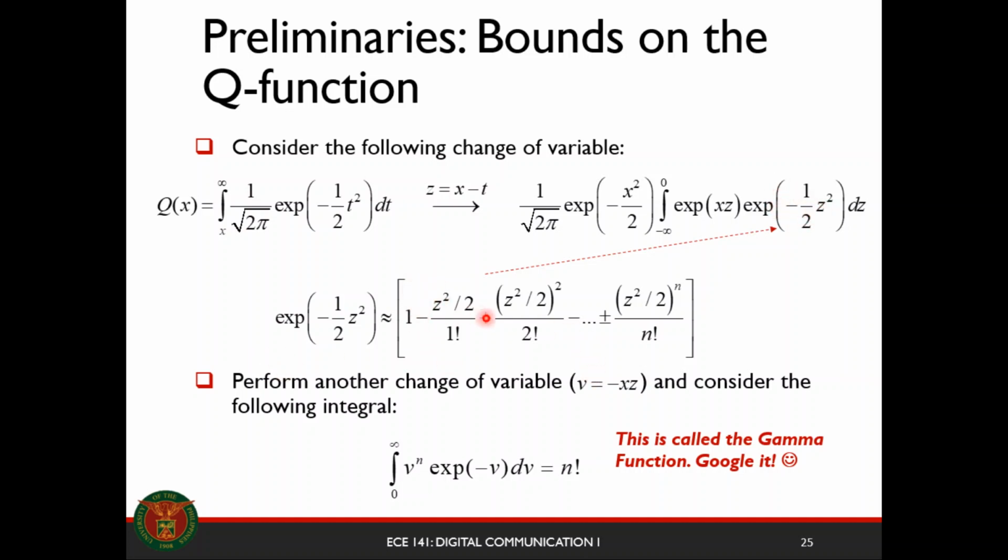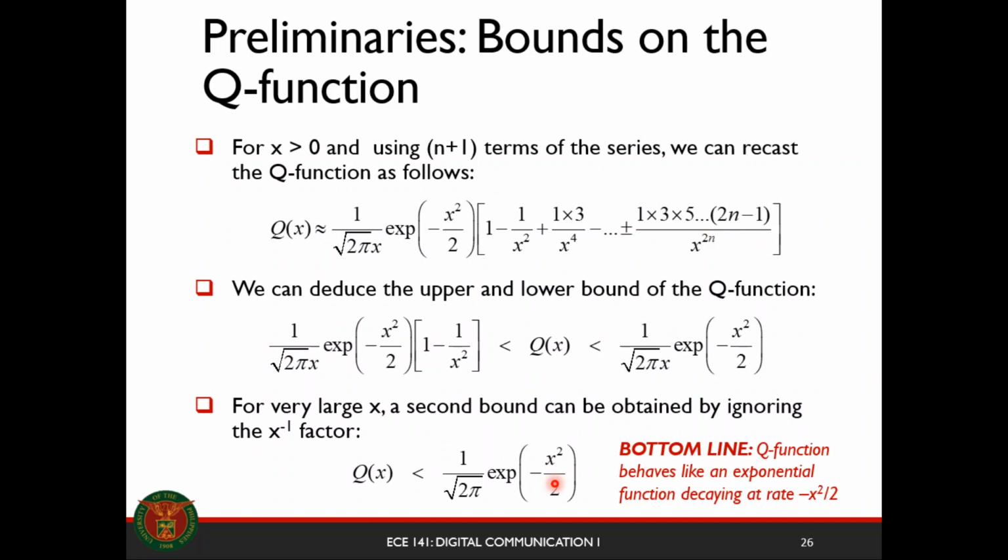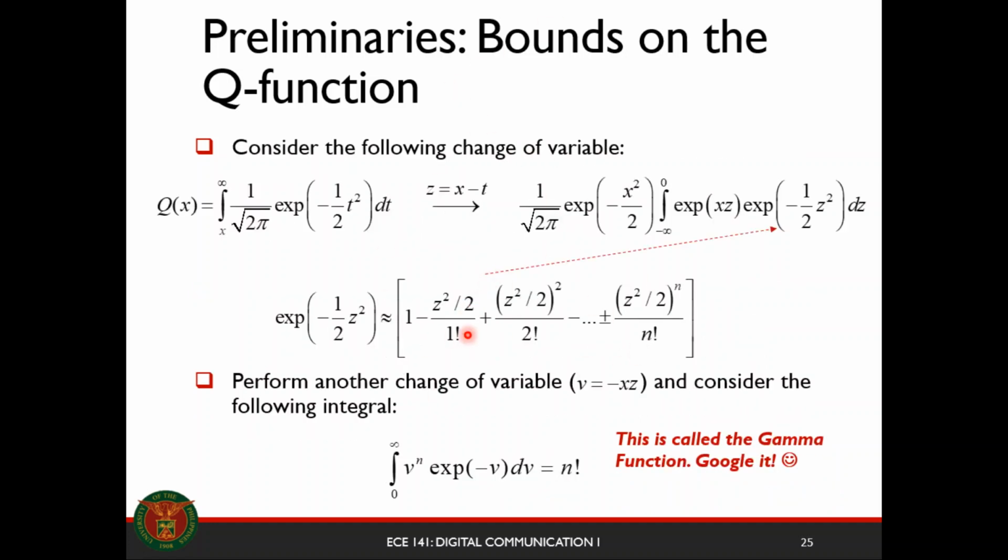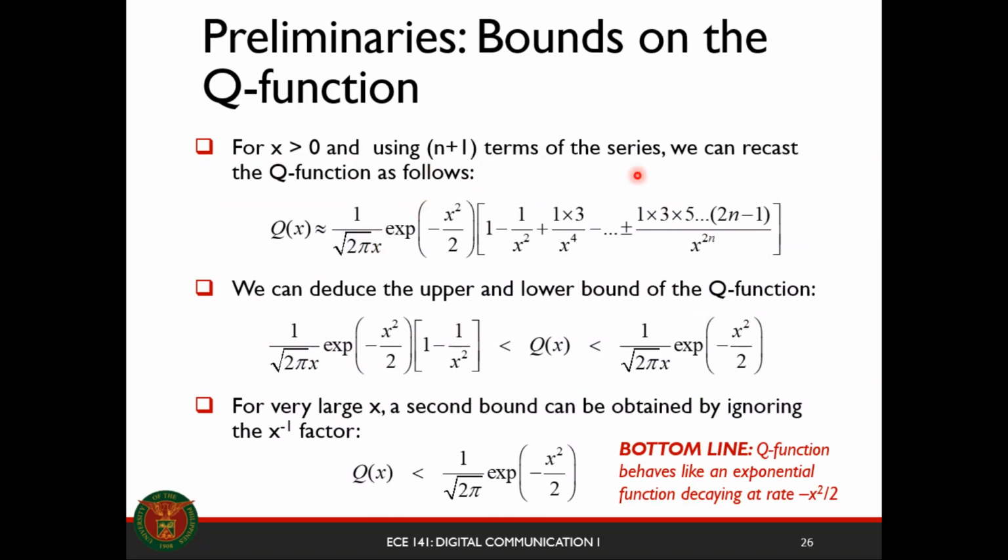Using Taylor series, you get this expression inside. And you perform another change of variable. Let v be equal to negative xz, and consider the following integral. This is called the gamma function. For a given integer n, the result of this function is equal to n factorial. Okay. For some x greater than 0, using the n plus 1 terms of the previous series you have here, we recast the Q function right here.